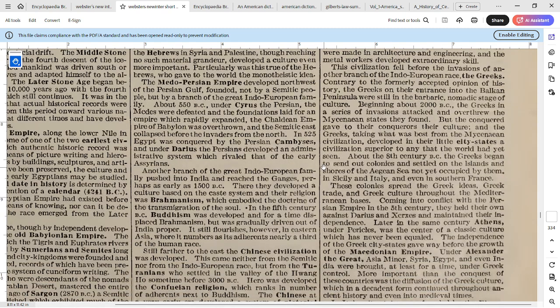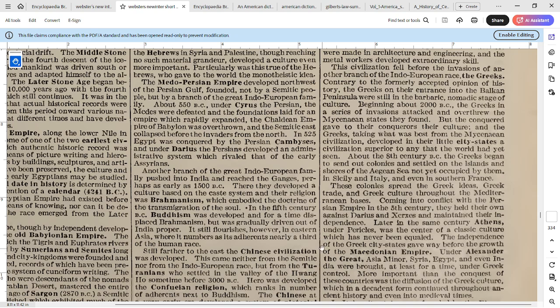About the 8th century BC, the Greeks began to send out colonies and settled on the islands and shores of the Aegean Sea not yet occupied by them, in Sicily and Italy, and even in southern France. These colonies spread Greek ideas, Greek trade, and Greek culture throughout the Mediterranean basin. Coming into conflict with the Persian Empire in the 5th century, they held their own against Darius and Xerxes and maintained their independence. Later in the same century, Athens, under Pericles, was the center of a classic culture which has never been equaled.